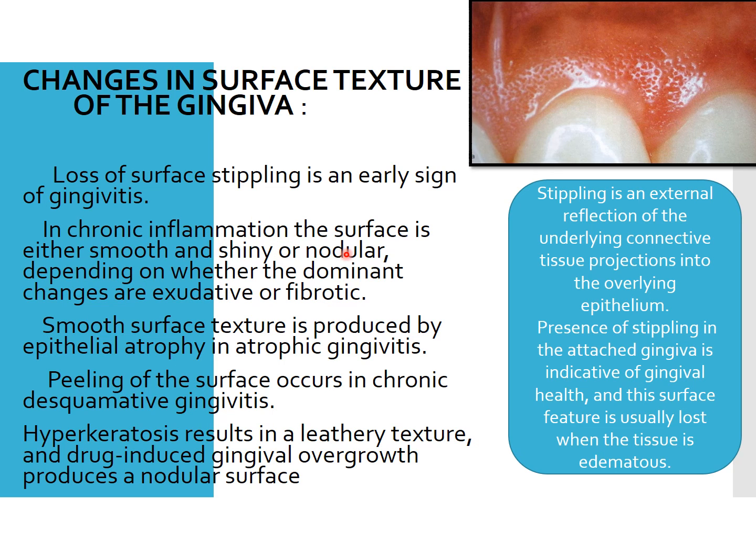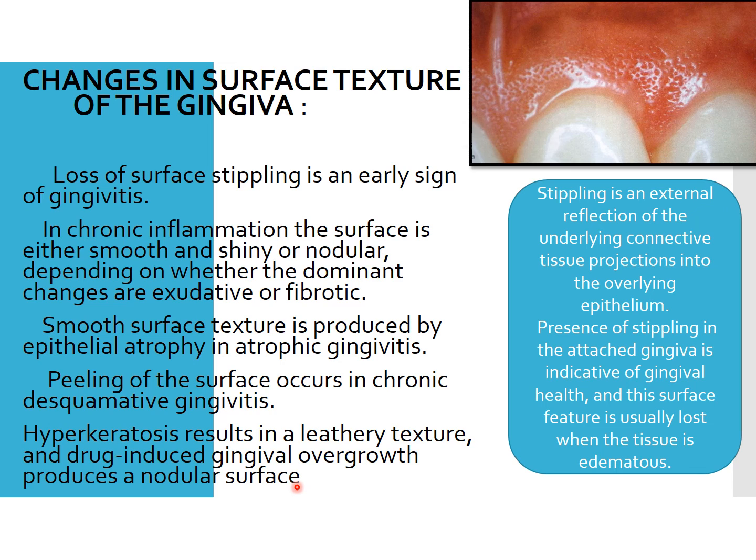In chronic inflammation, the surface is either smooth and shiny or nodular, depending on whether the dominant changes are exudative or fibrotic. Smooth surface texture is produced by epithelial atrophy. In atrophic gingivitis, peeling of the surface occurs in chronic desquamative gingivitis. Hyperkeratosis can be seen, which results in a leathery texture, mostly seen in drug-induced gingival enlargement. Okay, so these are the different changes in the surface texture.